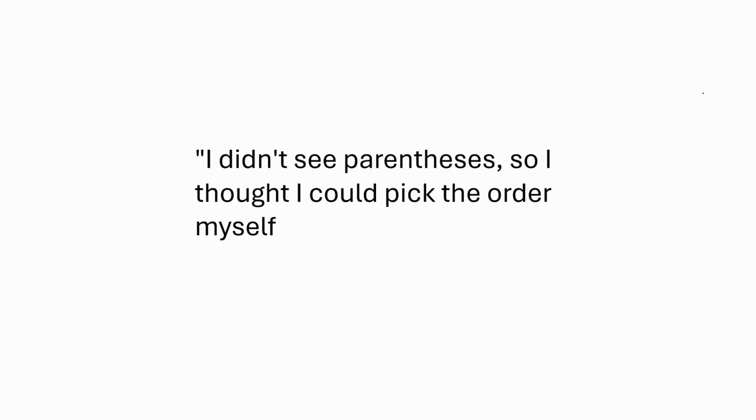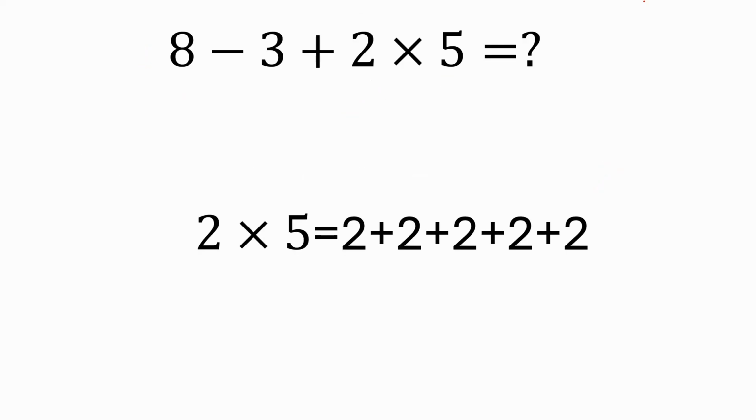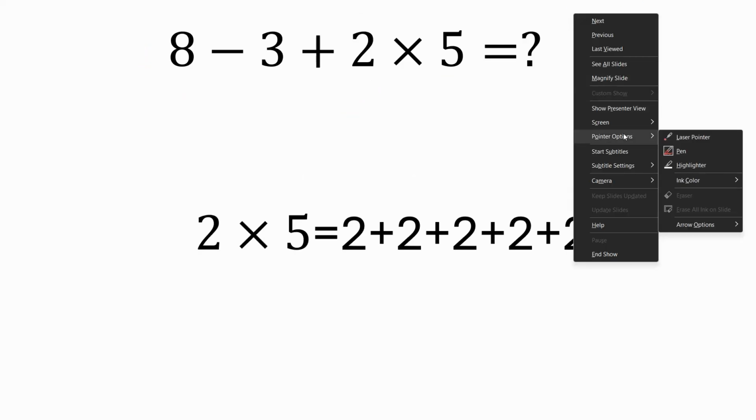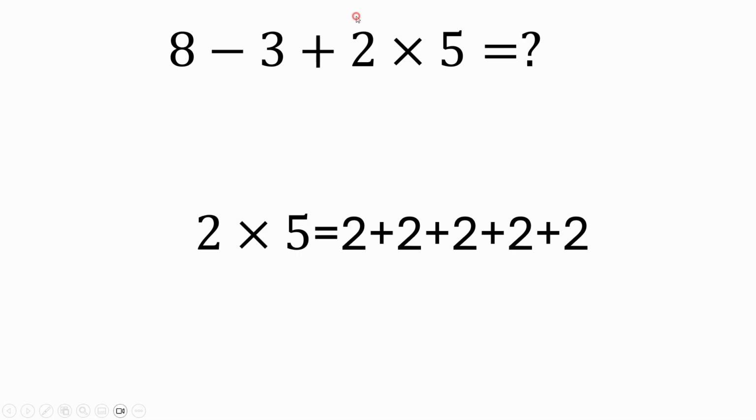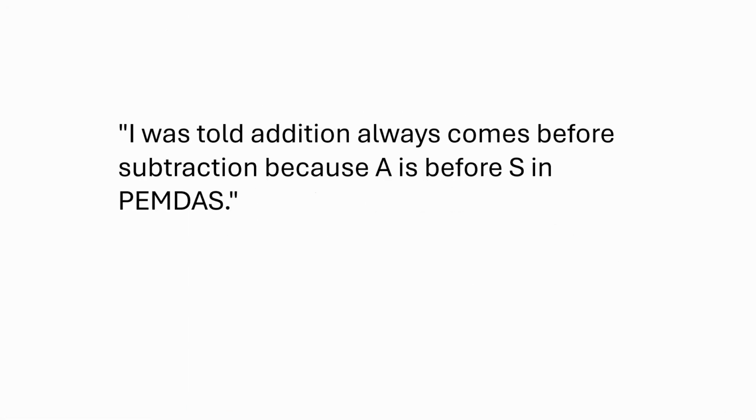And the problem with that is then they began to believe that, well, if there are no parentheses, you just solve left to right. And that's not true. If I put parentheses around the 2 times 5 in this problem, it would be completely redundant to put parentheses around the 2 times 5.